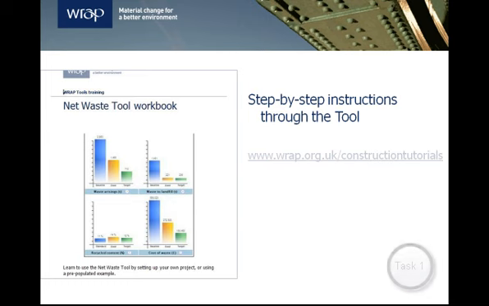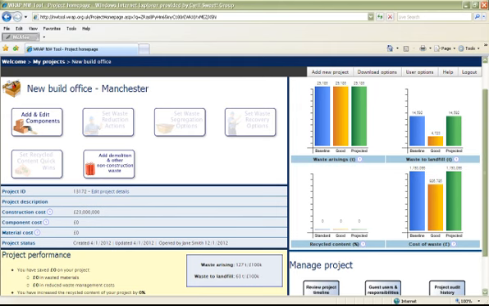This module starts where Module 1 left off. You should view Module 1 if you want to understand how to access the tool and begin setting up a new project. You will remember the project homepage from Module 1. This is where you can access all the functions needed to analyse your project. The first step in analysing your project is to tell the tool what materials and quantities your project includes.